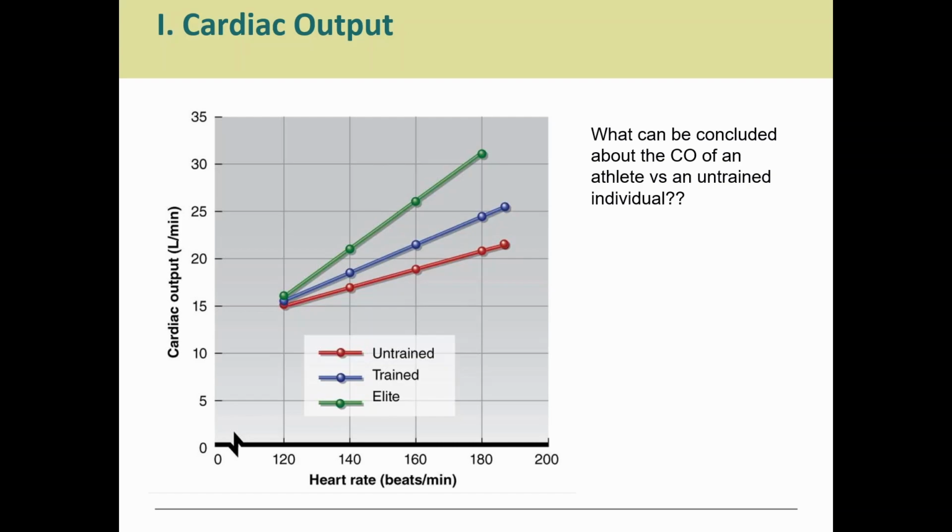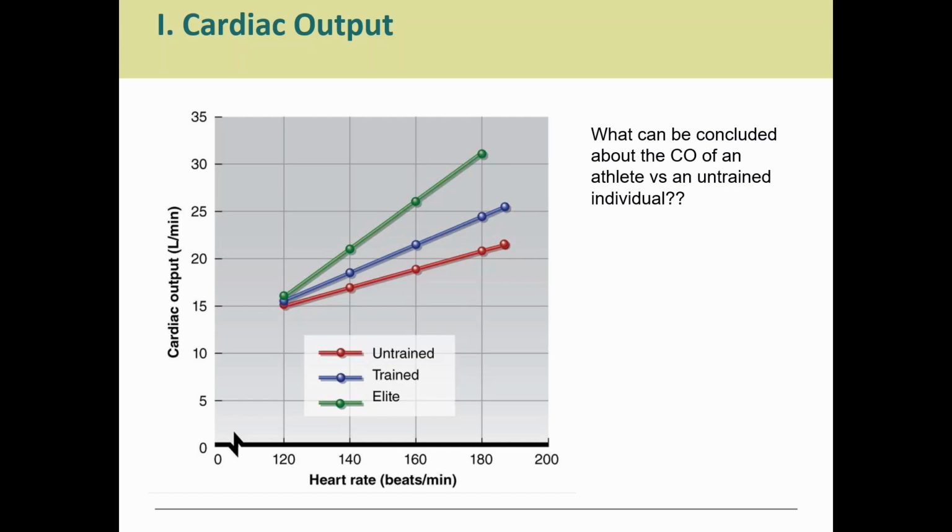So if we look at all these people at rest, we're not really doing a whole lot. Here we're doing some light activity or light exercise where we have about 120 beats per minute. So we're above resting, but we see that all three individuals, the elite trained athlete, the slightly trained athlete, and the untrained athlete, are around the same cardiac output at this lower heart rate. But as the activity level increases, we're doing something more vigorous that's going to push our heart rate higher: 140, 160, even 180.